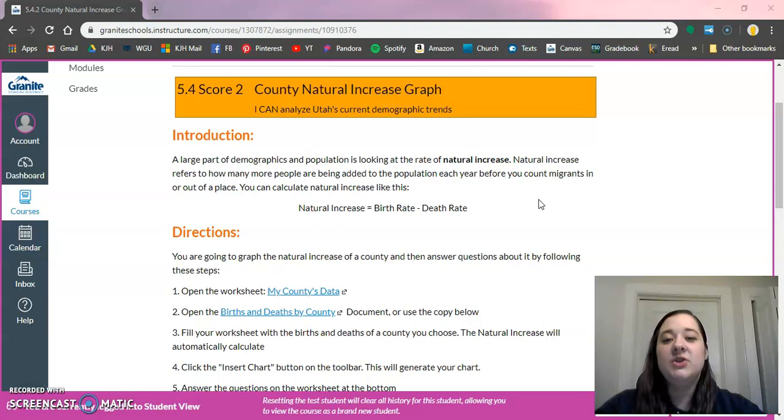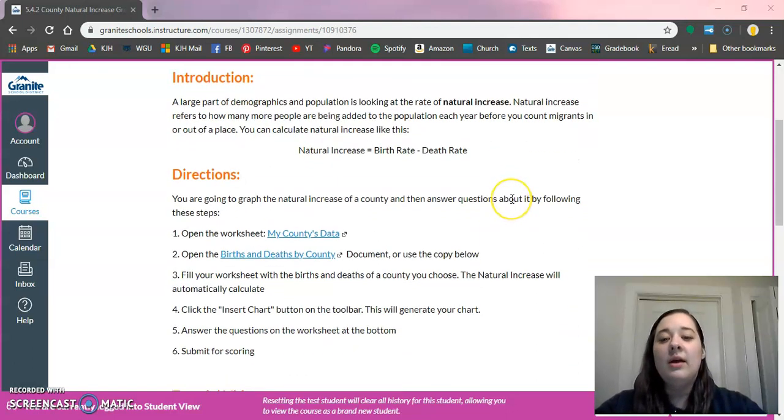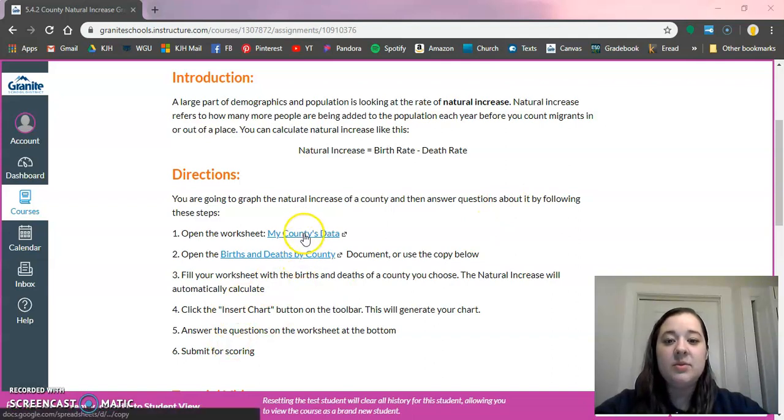How is the population changing? So hopefully you've read all the directions first. And you'll see that one says to open the worksheet My County Data. And so we can do that.